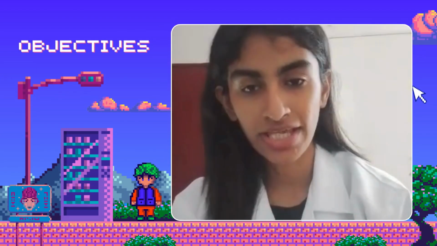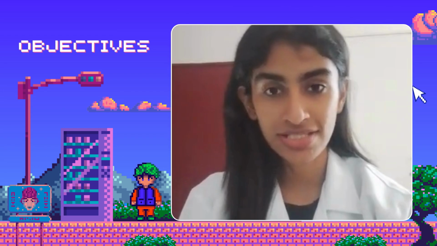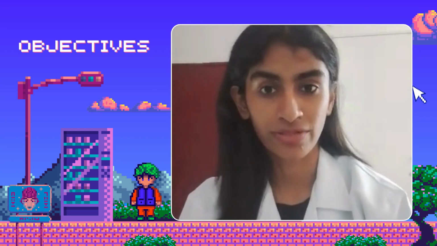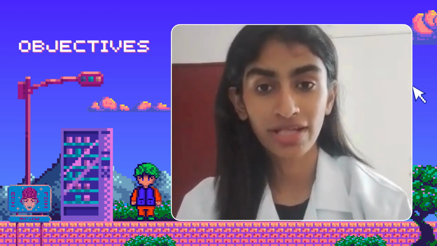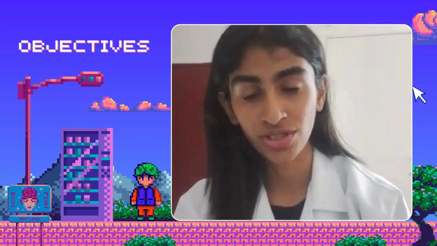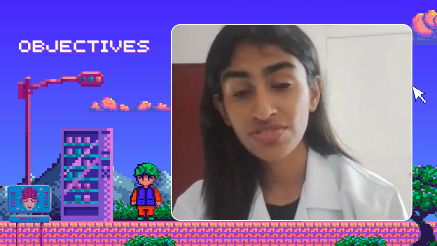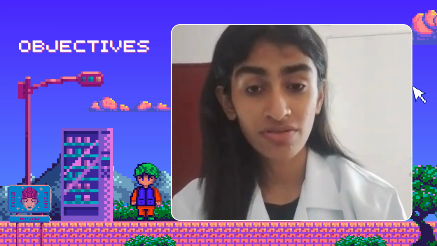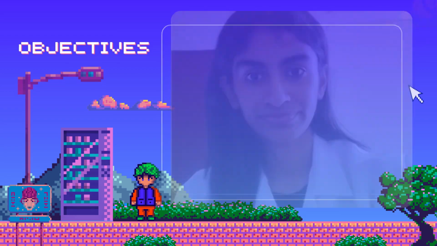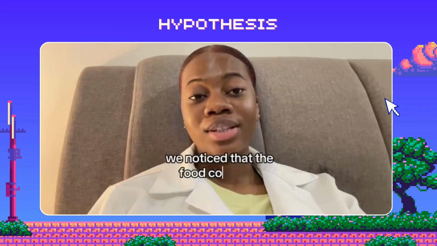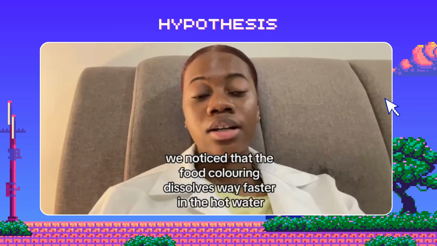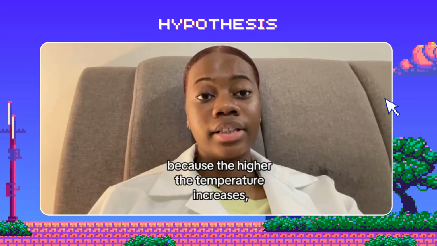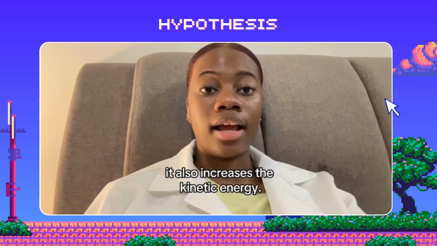One of the objectives of the experiment is to observe and compare the process of diffusion at fixed volume and concentration but different temperature. Next is to investigate the relationship between diffusion and temperature. Not only that, but it also helps to relate the observed changes in diffusion rate to the concept of molecular kinetic energy. So during the procedure, we noticed that the food coloring dissolves way faster in the hot water rather than in the cold water because the higher the temperature, the more the kinetic energy increases.